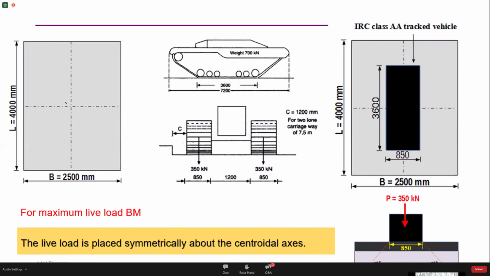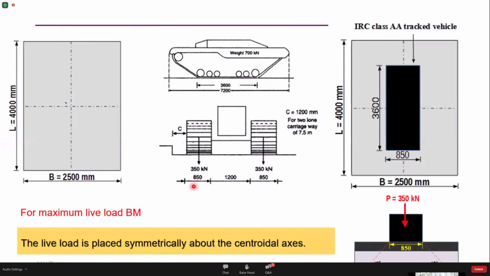So first and foremost, it is not possible to accommodate this entire vehicle on this slab. What can be done is to place one wheel of this vehicle symmetrically about the centroidal axis. This I can accommodate very comfortably. So I've taken one wheel and placed it symmetrically about the centroidal axis. Here we can see the contact length of the wheel along the length is 3.6 meters.